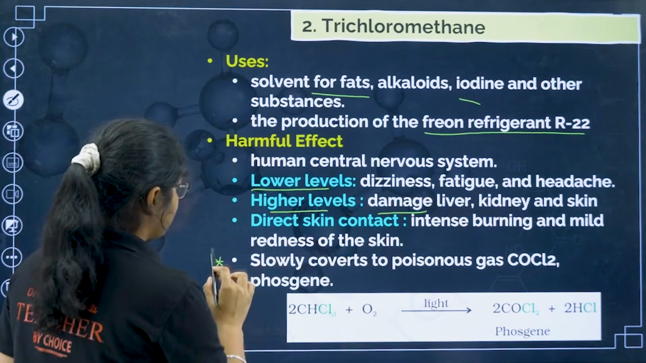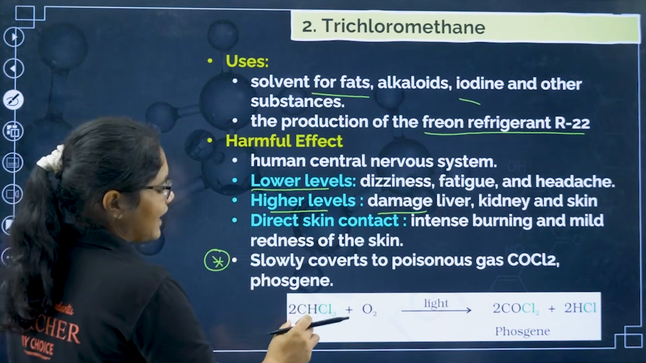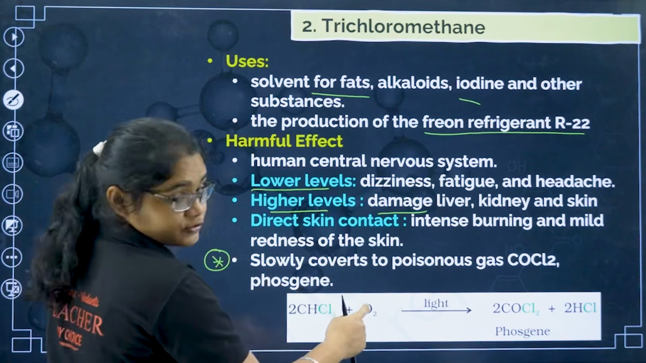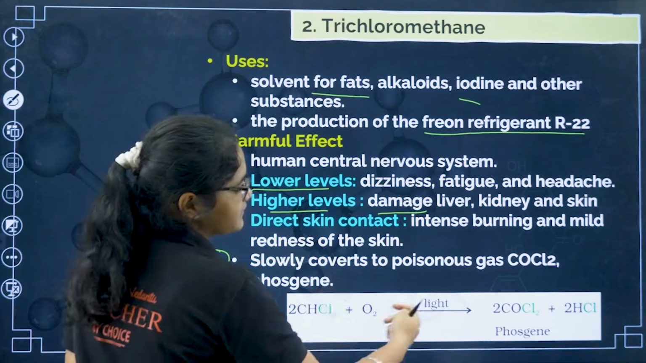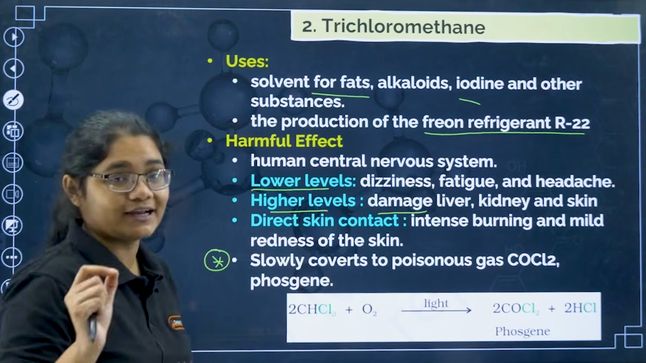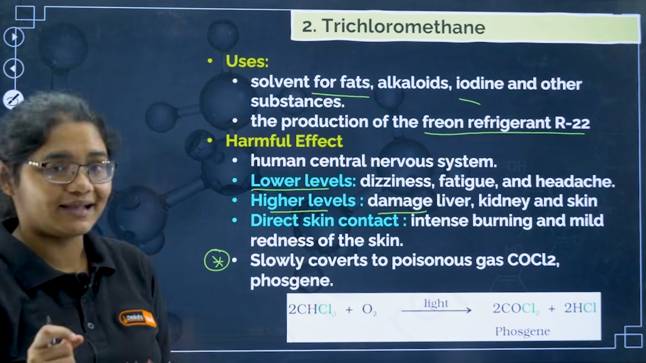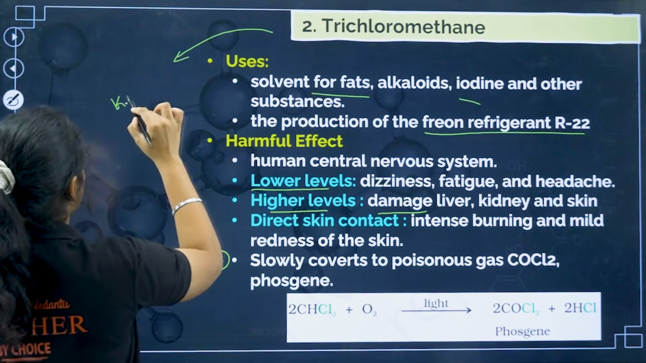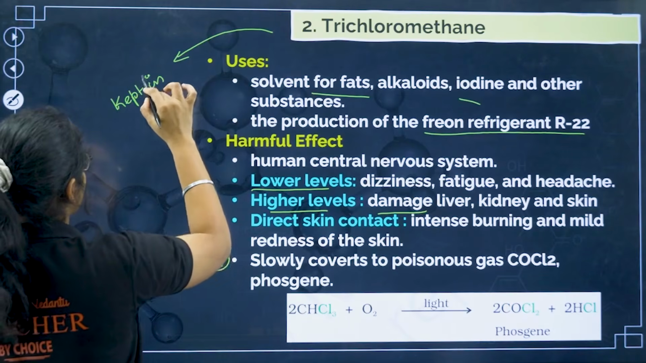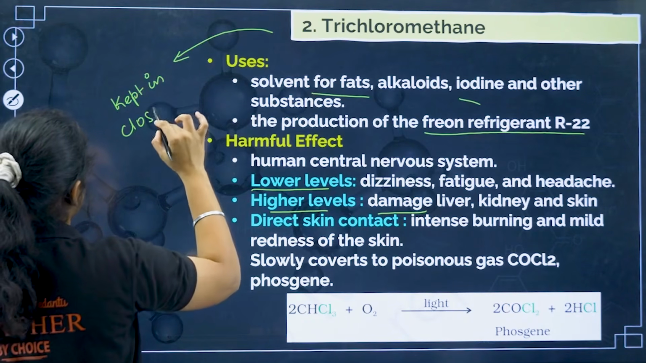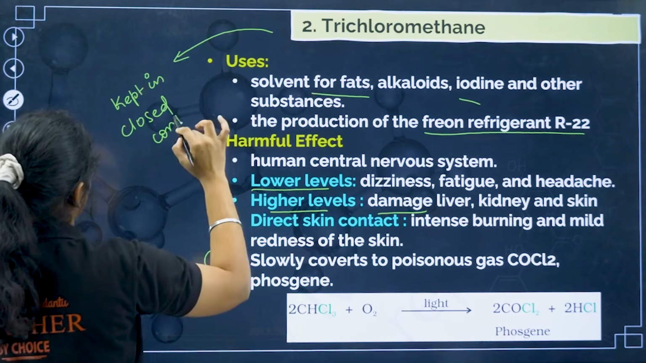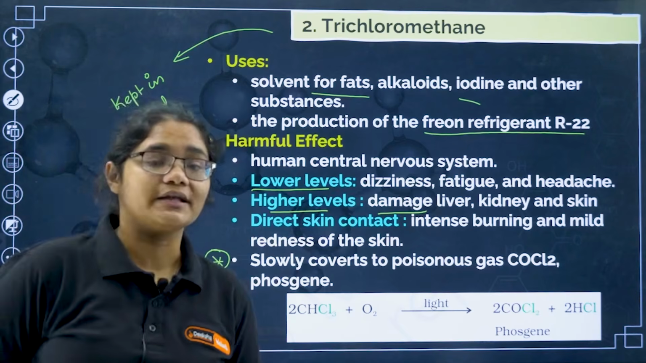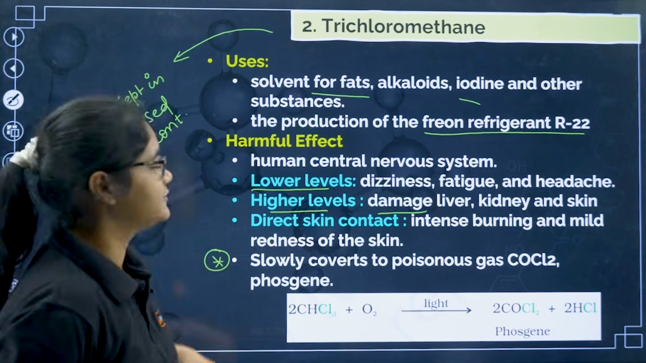Here is something important from where questions have been asked. If you have this trichloromethane and you keep it open, exposed to oxygen, it gets converted to phosgene, COCl2, which is a very harmful gas. That is why trichloromethane should be kept in closed containers. Otherwise it will come in contact with oxygen and get converted to COCl2, which is called phosgene, a very harmful gas.